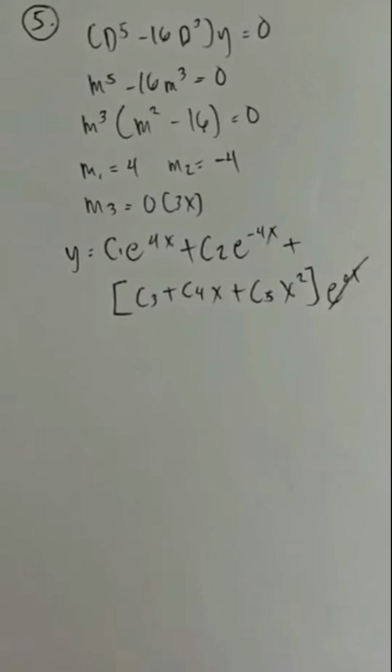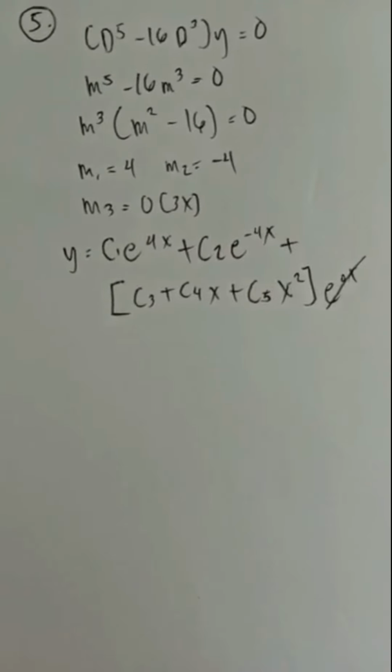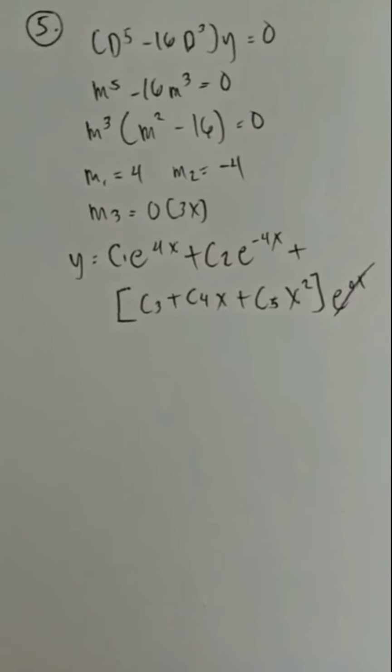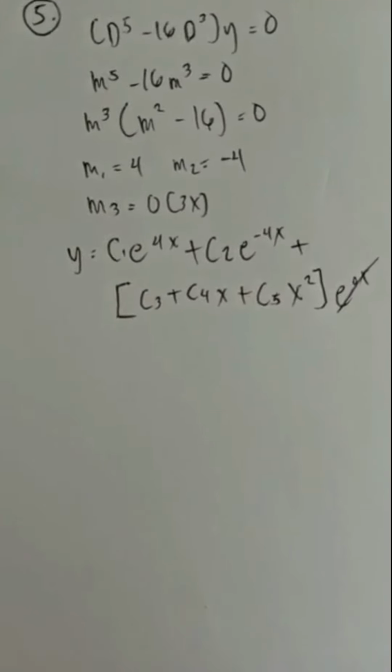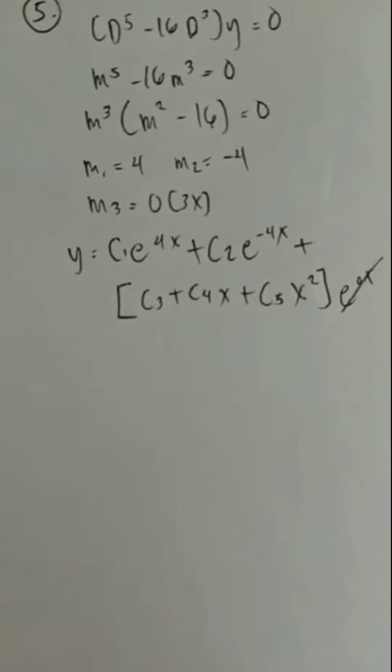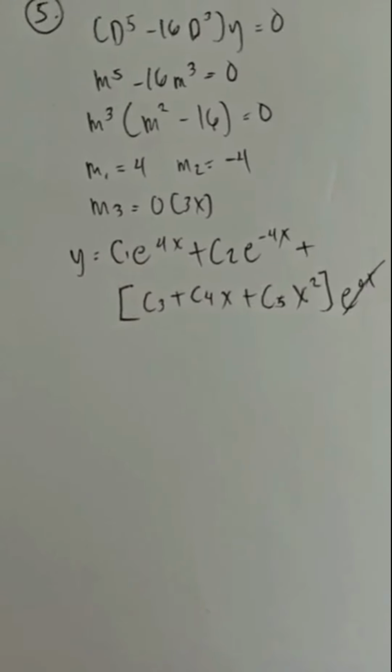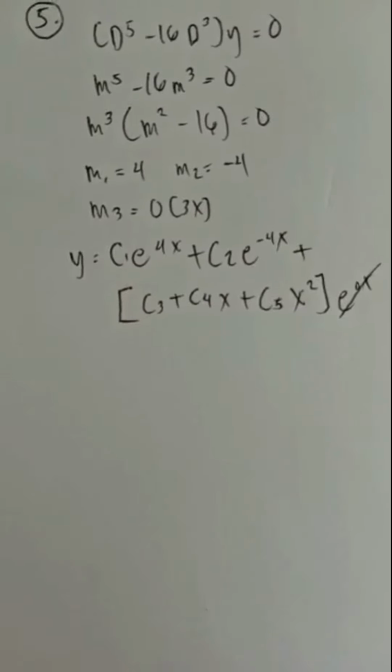Y now is equal to c1 e raised to 4x plus c2 e raised to negative 4x plus quantity c3 plus c4x plus c5x squared quantity e raised to 0 times x. Cancel out yun kasi 1 yun. So yung nasa loob ng parenthesis natin ay yung ating repeated roots.